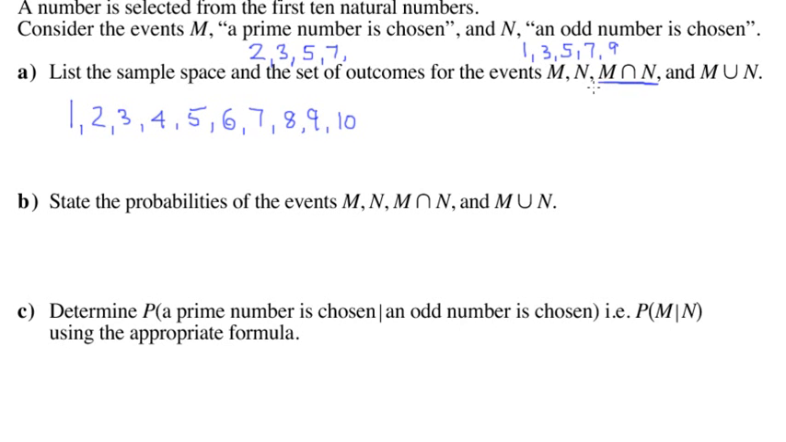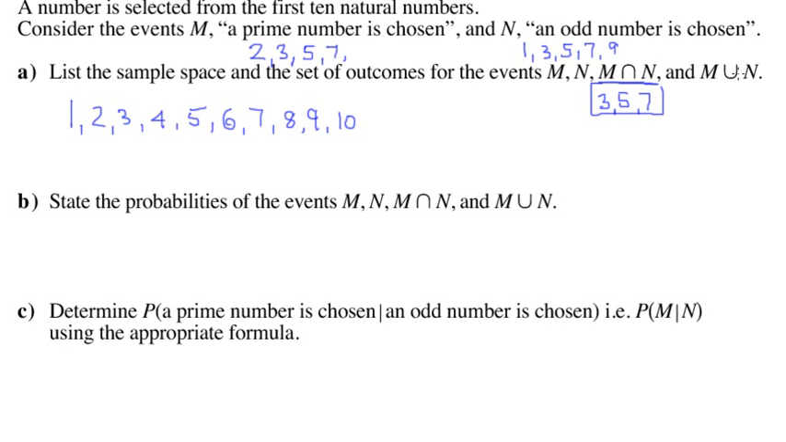This means a number that is prime and odd. So what numbers are there that are on the primes list and also on the odd list? 3 is on both lists, 5 is on both lists, and 7 is on both lists. Those are the numbers that are prime and also odd.